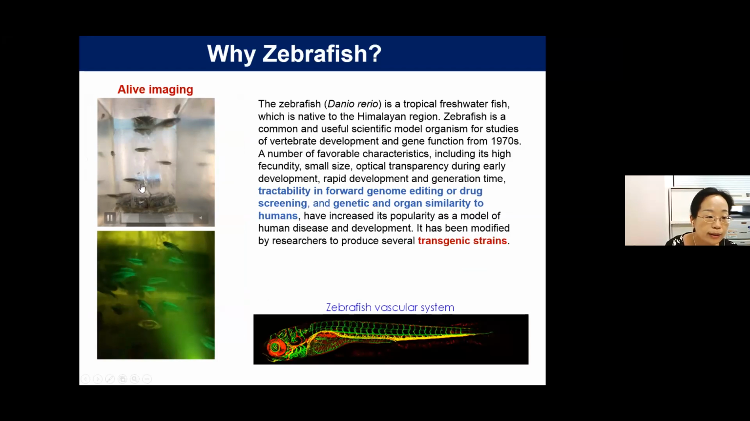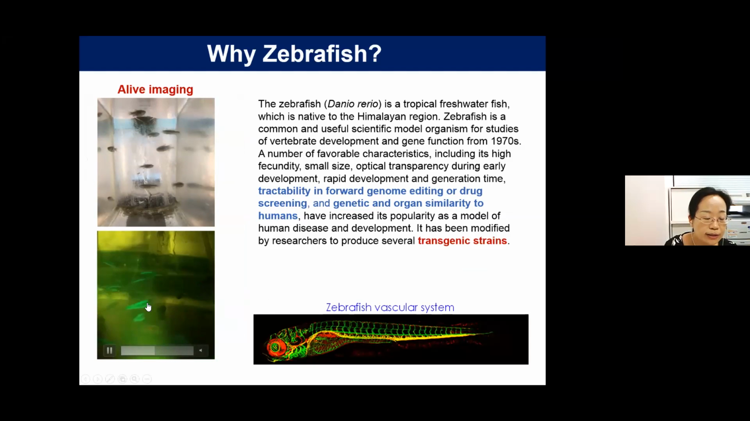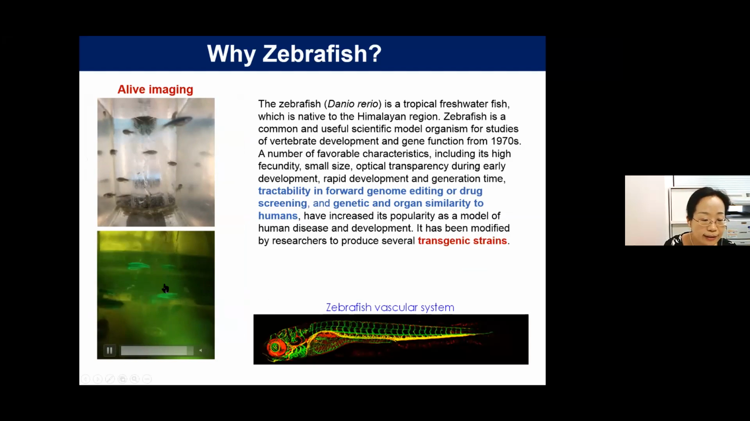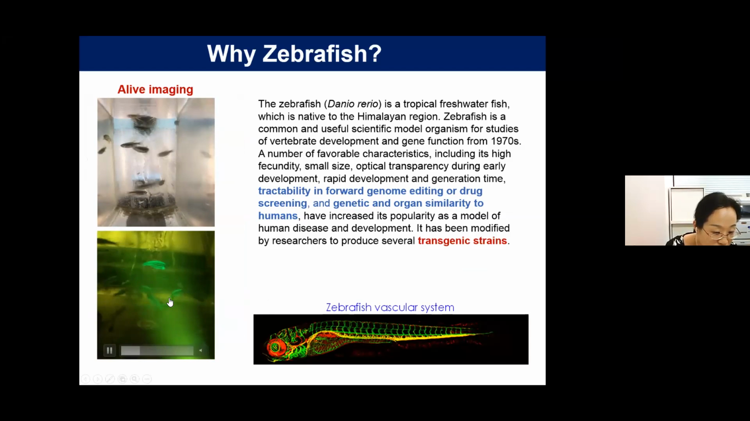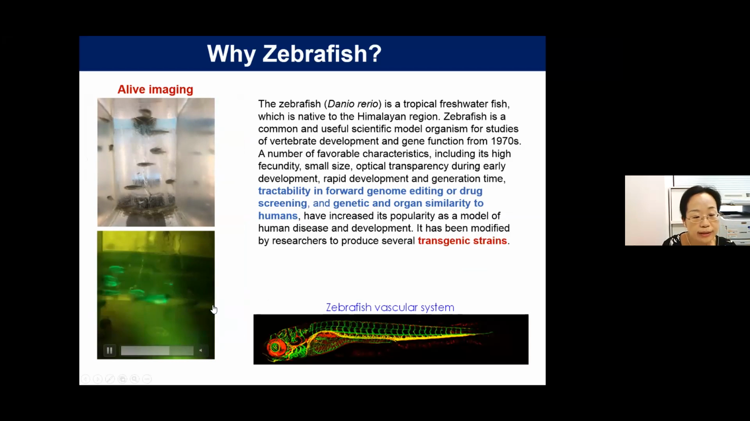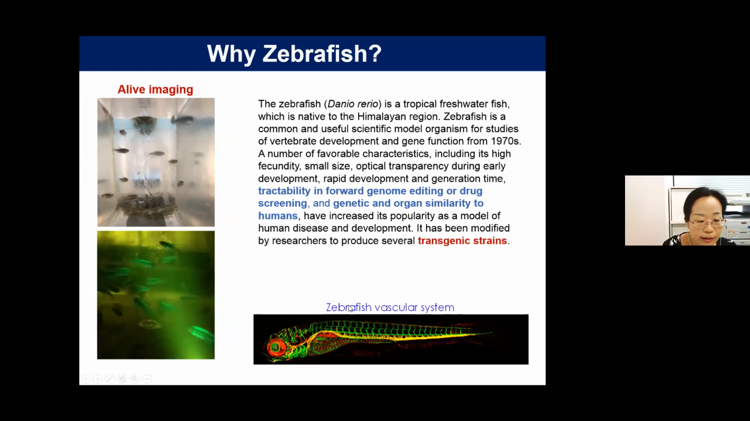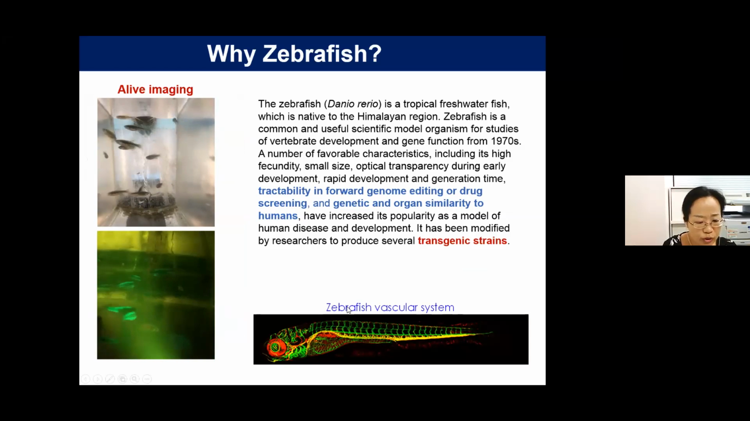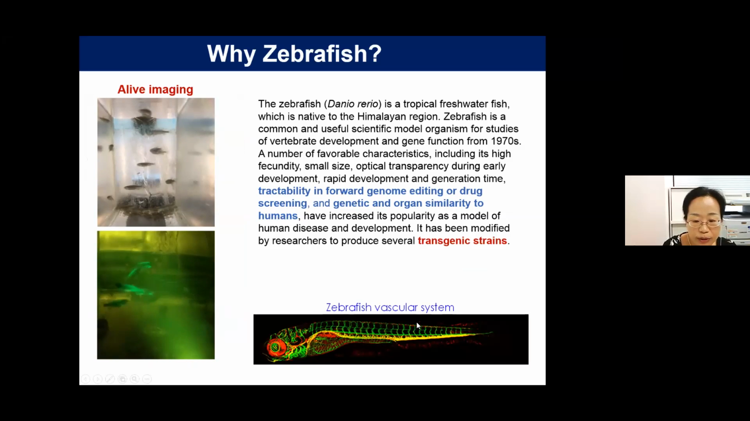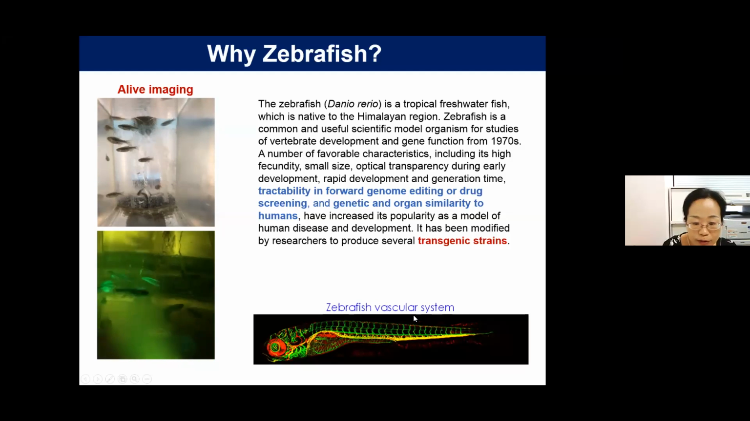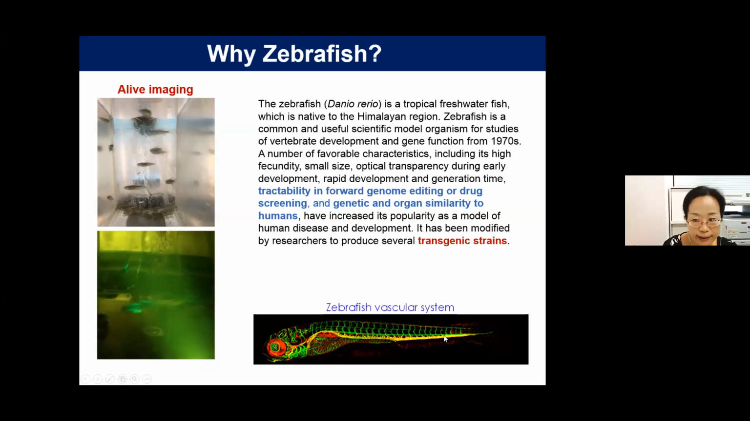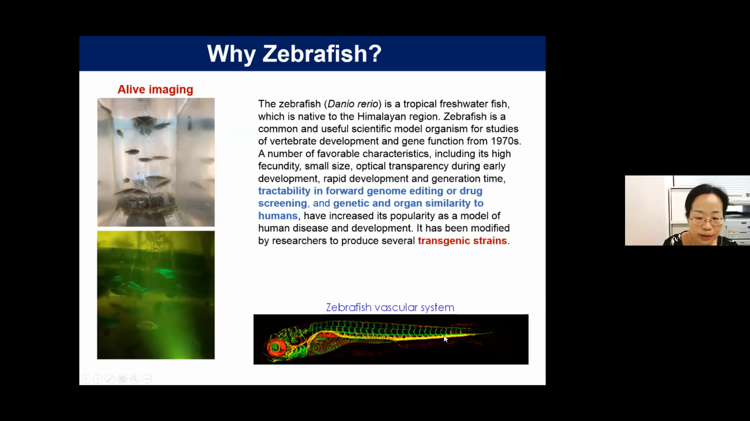This is the swimming zebrafish, and this is under the UV light. We can see this is a transgenic line, an EGFP specific transgenic line. And this is a vascular specific EGFP transgenic line. We can see the zebrafish vascular system under a fluorescence microscope.